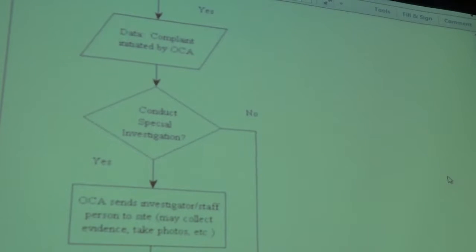If it's yes, that the complaint was initiated by OCA, because the Office of Consumer Affairs has investigators, so if they go ahead and make a complaint, then it has to be documented. Was it a special investigation? Yes. Then OCA sends the investigator staff person to the site and they collect the data. If it's no, then it follows another process.